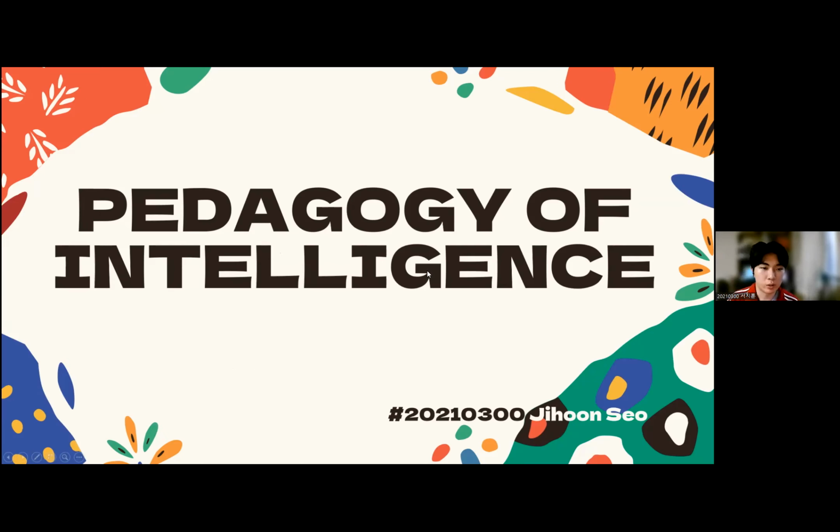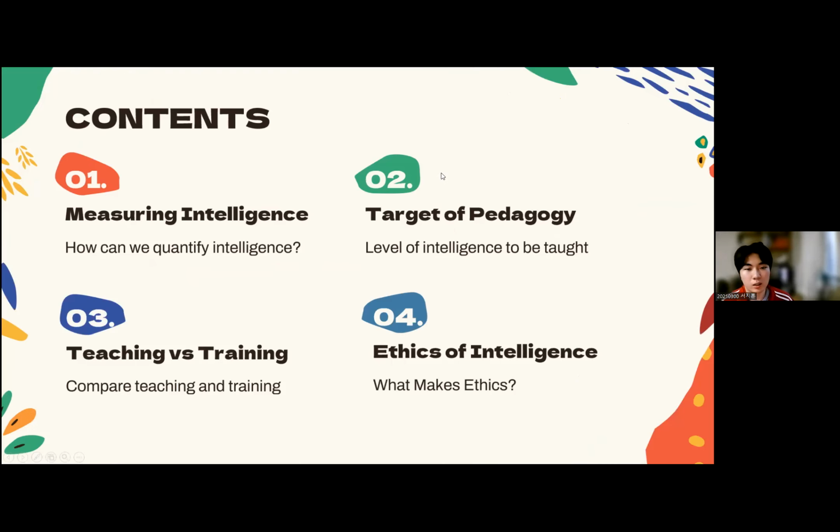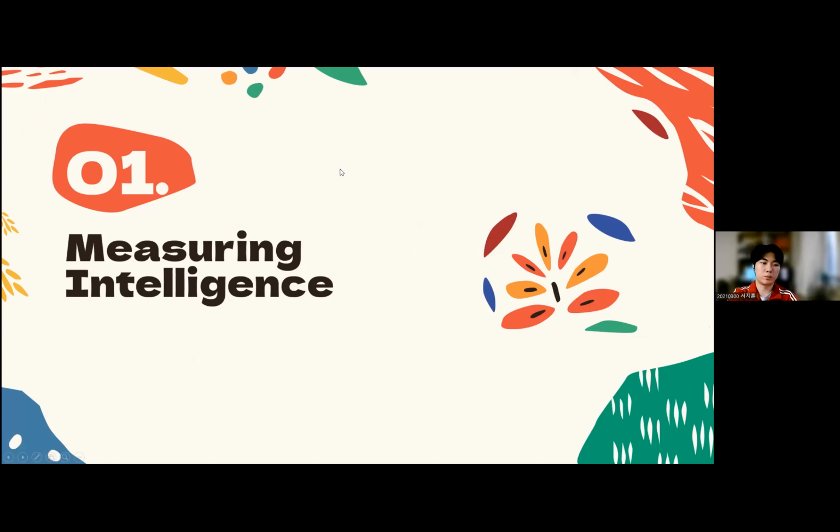Today I will talk about the pedagogy of intelligence, and my name is Jihoon So. And this is the contents of today. We will talk about four aspects. The first aspect is how can we quantify the intelligence? The second is the requirement of intelligence level to be taught. The third aspect is about comparing teaching and training. It's about teaching the human and training the AI. And the last aspect is what makes ethics. So let's move on to the first chapter.